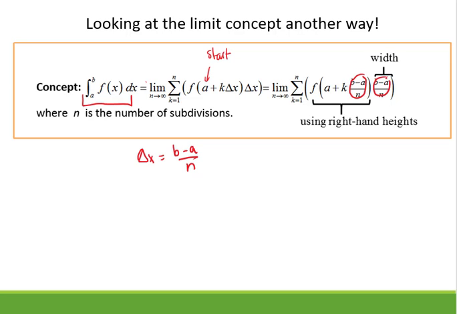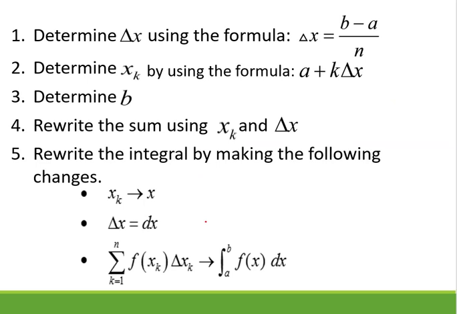So let's break this down. What I'm going to be giving you is a Riemann sum, and that's what they're called. This big limit definition is called a Riemann sum. So you first have to determine delta x by looking somewhere where you could have some number over n.